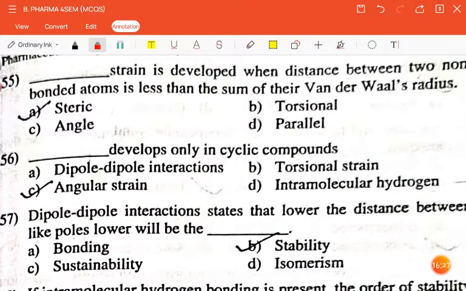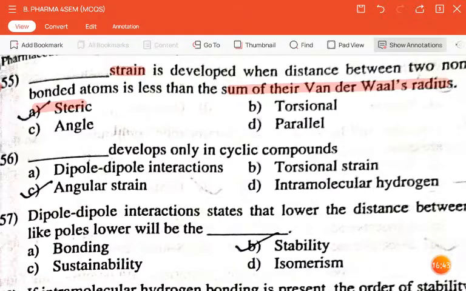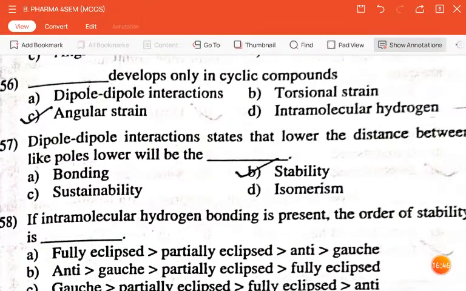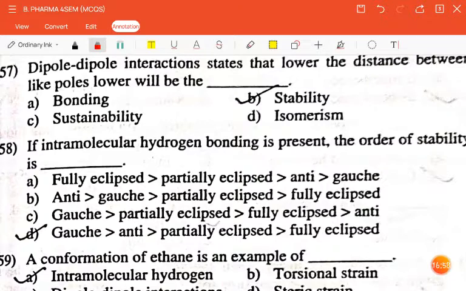Next question is, dash strain is developed when the distance between two non-bonded atoms is less than the sum of their van der Waals radius. Steric, torsional, angle, parallel. So the correct answer is steric. The next question is, dash develops only in cyclic compounds. Dipole-dipole interaction, torsional strain, angular strain, intramolecular hydrogen. So the correct answer is angular strain. Next question is, dipole-dipole interactions state that the lower the distance between like poles, the lower will be the bonding, sustainability, stability, isomerism. So the correct answer is stability.